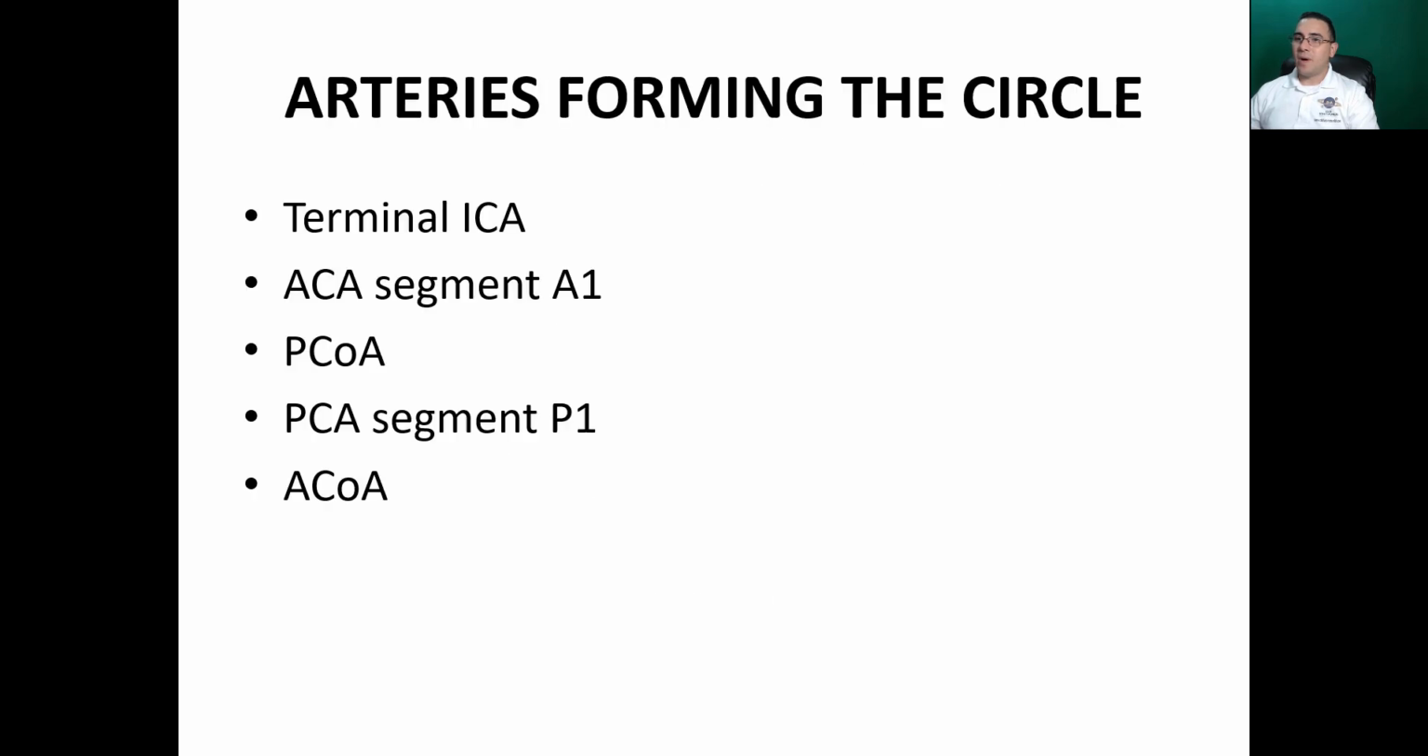All right, so here, arteries forming the circle, terminal ICA, check, we know this. Anterior cerebral artery, segment A1, check, we know this. Posterior communicating arteries, we have 2 of them, check, we know this. Posterior cerebral artery, segment P1, check, we know this. And anterior communicating artery, check, we know this.